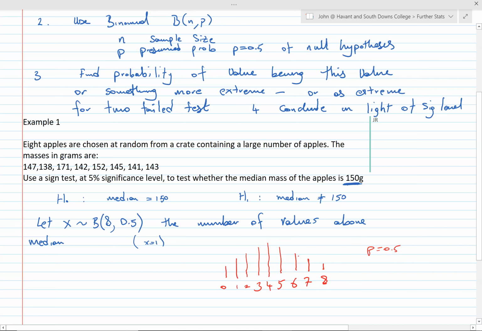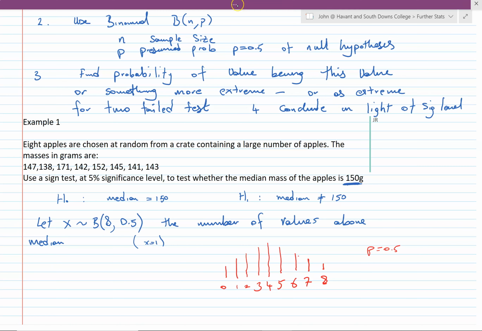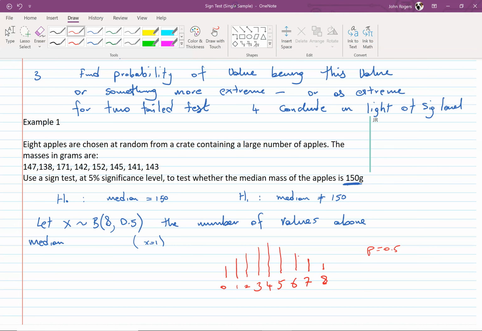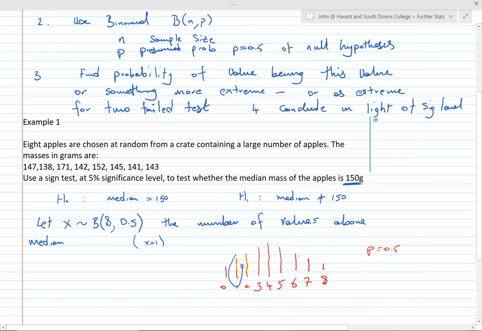Because p equals 0.5, our test statistic here is symmetrical. We've got the value 1 here. That's our actual value. So we've got to find the probability of getting that or something more extreme than that, something a little bit less likely. However, because it's a two-tailed test, we've got to also find the extreme values on that way, which is why I use the word as extreme, because obviously the 7 and the 1 are equally as extreme.